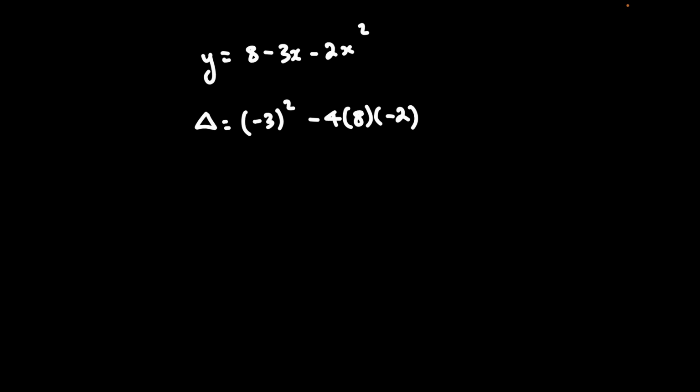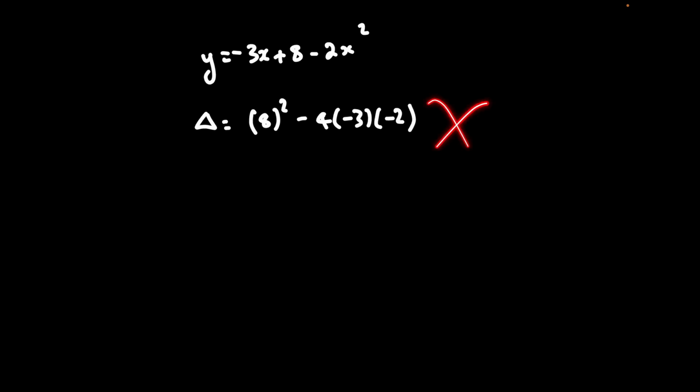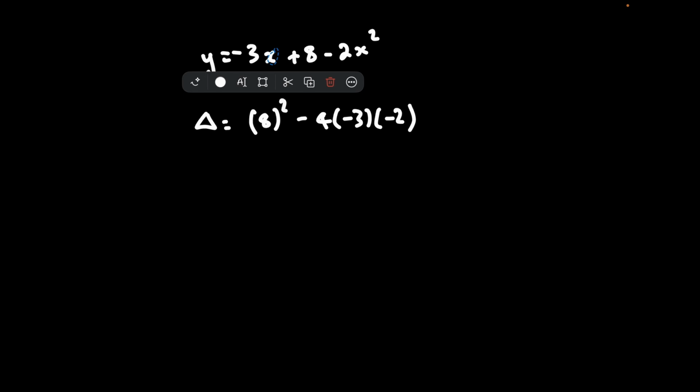But what happens if your equation was rewritten as such? Oh my goodness. If we write it like this, our discriminant will be misled into believing that it's simply equal to 8 squared minus 4 times minus 3 times minus 2. We cannot do this. This is illegal. If we have our quadratic written like this, we still need to remember that the values that go into our discriminant are still whatever a, b, and c are respectively.